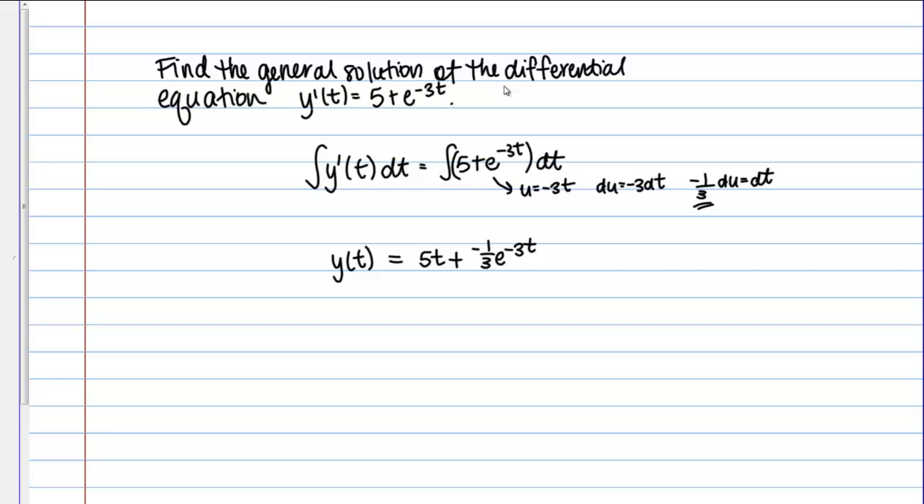Okay, so this is my antiderivative. I need to remember to add a plus c. I could add any constant to the end of this, plus 2, plus 3, minus 5, etc. And its derivative, y prime of t, would still be 5 plus e to the negative 3t. So just remember that plus c. And this actually is our answer in this case. We just found y of t. This is called a general solution because it includes the plus c in it. So this represents a whole family of solutions to the differential equation.